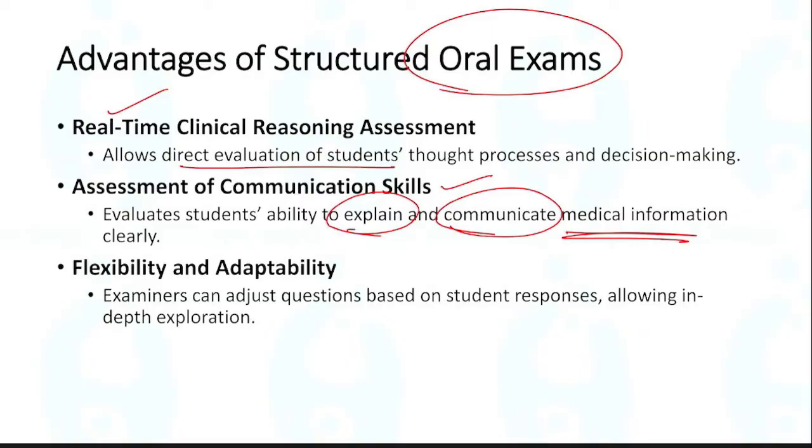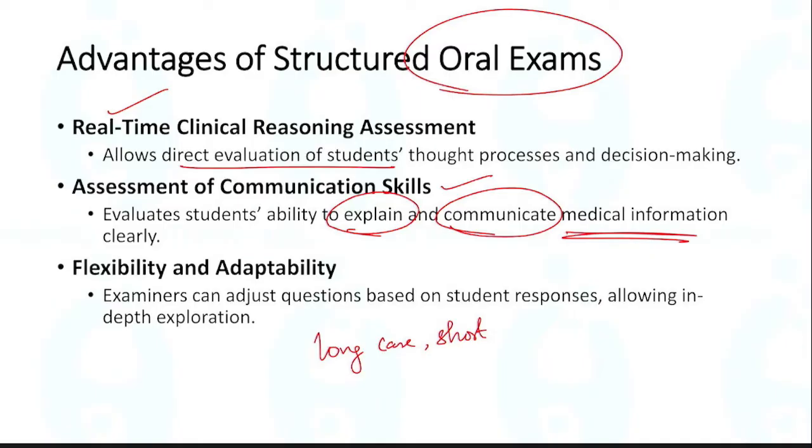If the student is not able to answer the difficult question, the examiner can move on to the basic questions and see if the student has the basic understanding of the subject or not. They can adapt their questions on the basis of the student's responses. That happens mostly in the long case, and even to an extent in short cases, fine. So that was about it.